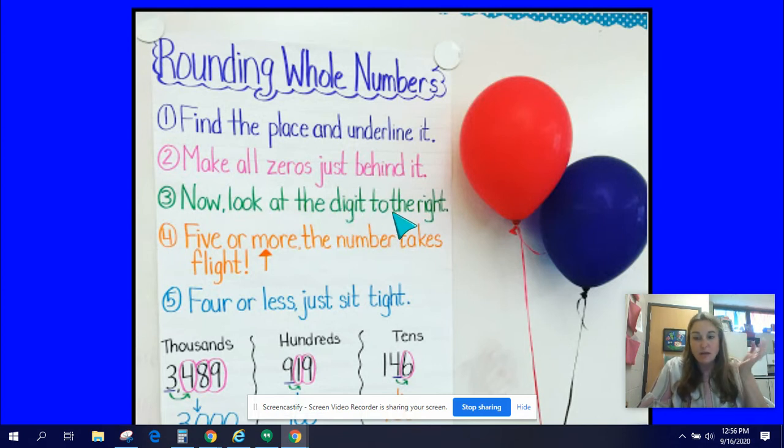So for instance, if you're rounding to the nearest tens, the ones place is the boss. If you're rounding to the nearest hundreds, the tens place is the boss. What if you're rounding to the nearest thousands? The hundreds place is the boss. The digit just to the right, that place, it's the boss. Now, if the number in that place is 5 or more, the number takes flight. If it's 4 or less, you're going to just sit tight, meaning you're going to round down.